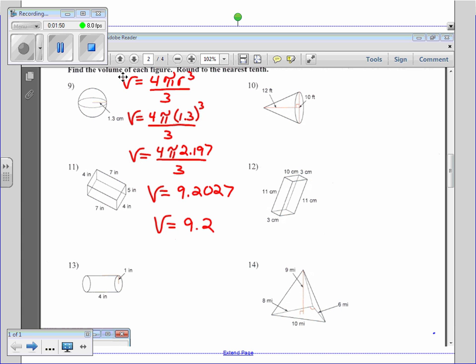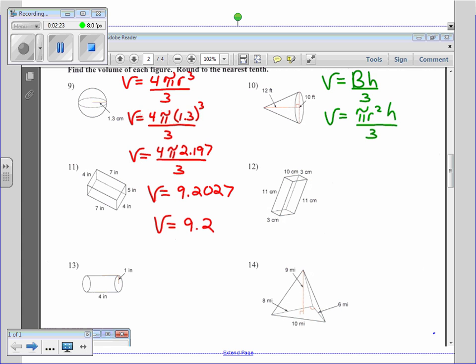I think I'm going to do the one next to it over here, problem number 10. That's the volume of a cone. The formula for the volume of a cone is volume equals the area of the base, all of that times the height divided by 3. It just so happens that my base is a circle, so I'm going to redo this formula to be volume equals pi r squared. That's the area formula for a circle, times the height, and everything divided by 3.